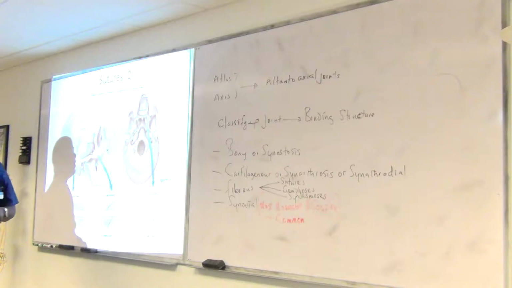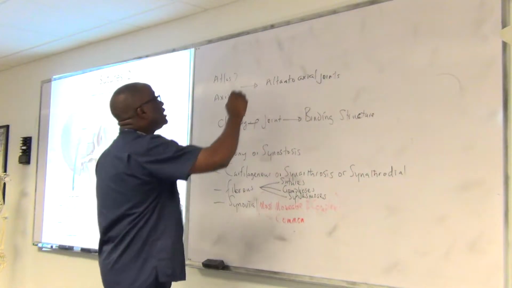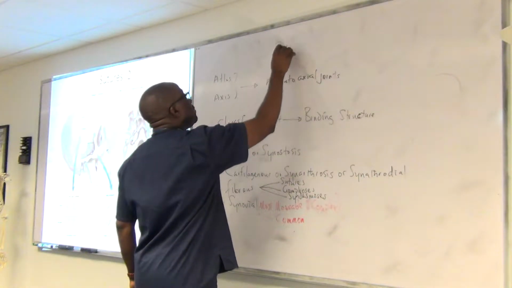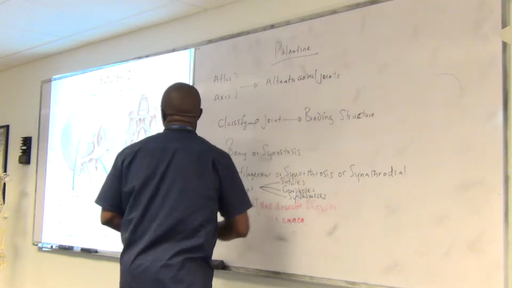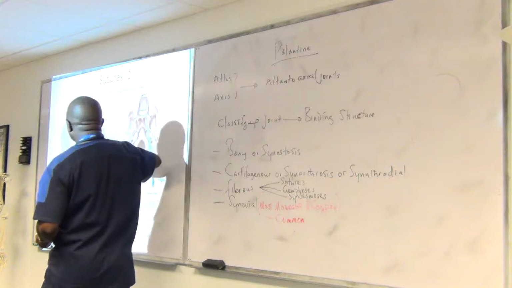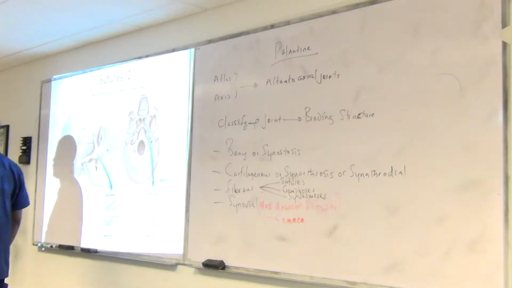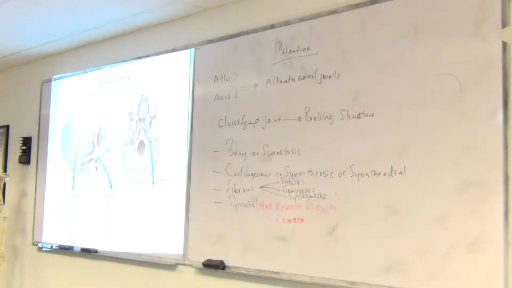And the palatine is divided into two. Okay, so we have the front part and the posterior part, which helps to form the palates.